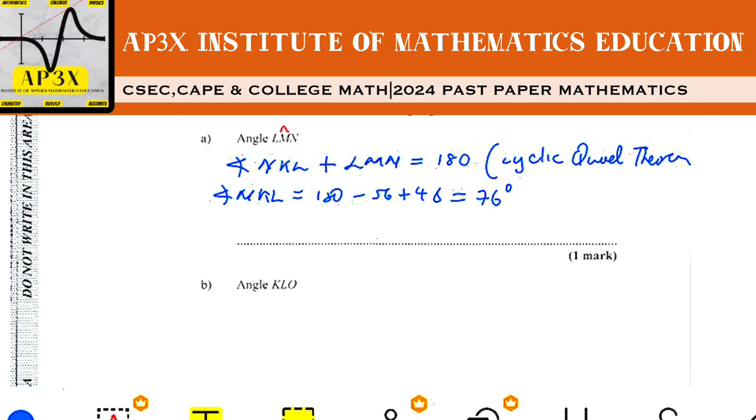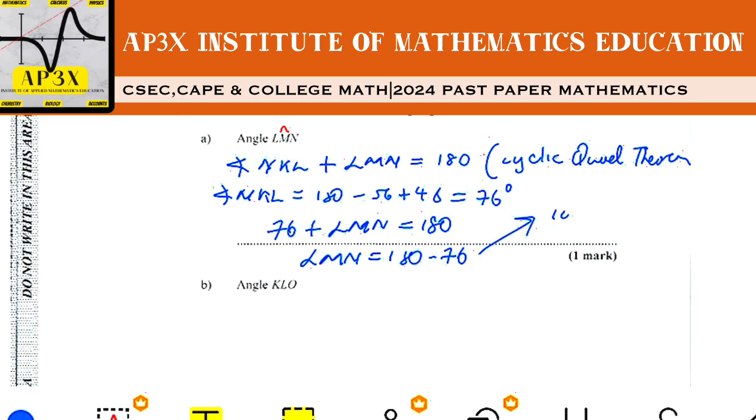And so from there, we can just punch in this 76 degrees. So that's 76 plus angle LMN, and that's equal to 180. So if we subtract 76 from both sides, we find here that LMN is equal to 180 minus 76. That works out to be 104 degrees.